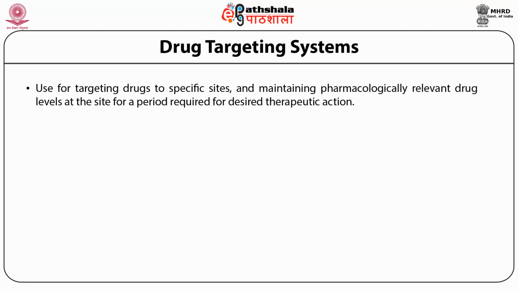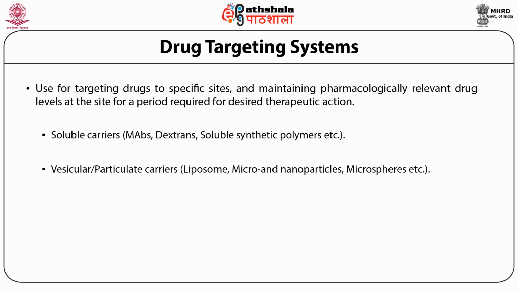Drug targeting systems. In the next slides, we will discuss the different systems that include soluble carriers like monoclonal antibodies, MAbs meaning monoclonal antibodies, dextrans, soluble synthetic polymers, vesicular or particulate carriers like liposomes and nanoparticles, and target specific recognition moieties like again monoclonal antibodies, carbohydrates, lectins, etc.